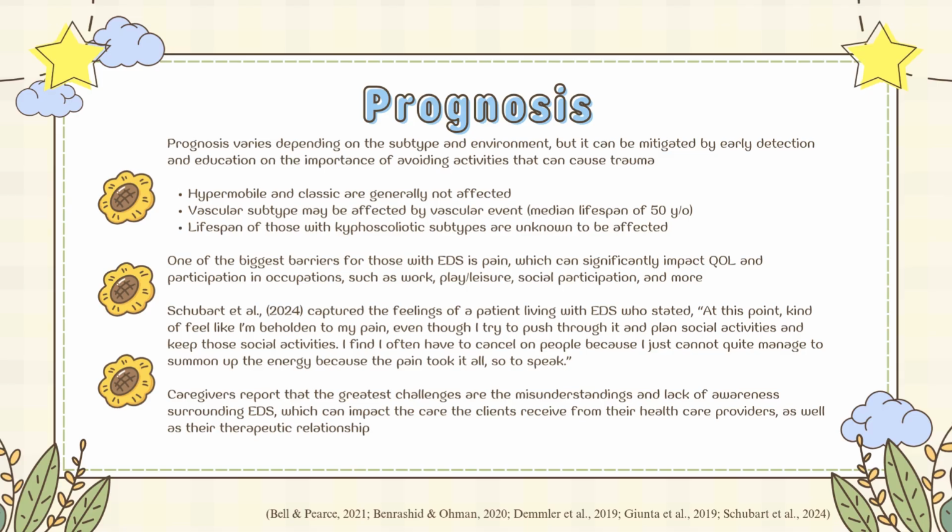The prognosis varies depending on the subtype and the environment. Early detection, early education, and early intervention can help clients identify things that they can avoid from causing further trauma. For the subtypes, hypermobile and classic are generally not affected. Vascular subtypes have a median lifespan of 50 years old due to possible vascular events that can occur. And kyphoscoliotic subtype lifespans are unknown to be affected.